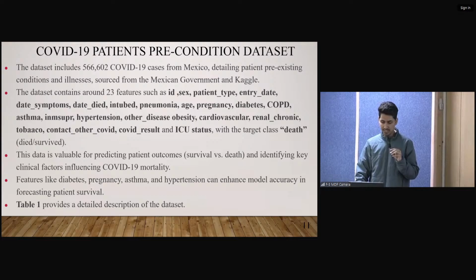Now let's discuss the COVID-19 patient precondition dataset. The dataset includes around 566,602 cases from Mexico, sourced from the Mexican government website and Kaggle. The dataset contains around 23 features such as ID, sex, patient type, entry date, date symptoms, date died, intubed, pneumonia, age, pregnancy, diabetes, COPD, asthma, inmsupr, hypertension, other diseases, obesity, cardiovascular, renal chronic, tobacco, contact with other COVID results, and ICU status. The target class is derived from the date died, which is further classified into died and survived. The dataset is valuable for predicting patients' outcomes and identifying key clinical factors influencing COVID-19 mortality.